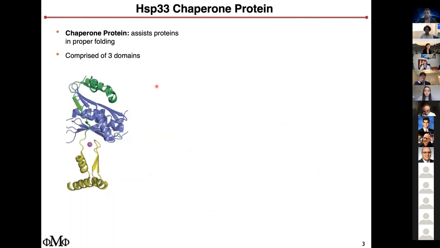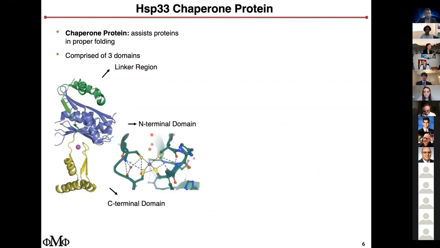Now I'm going to be going into the particular zinc finger domain that I'm studying within the protein that I'm looking at, which is HSP33. It is a chaperone protein that assists proteins in proper folding. HSP33 is comprised of 3 specific domains: the linker region, the N-terminal domain, and lastly the C-terminal domain that contains our zinc finger active site. This zinc finger active site contains a zinc atom bound to 4 conserved cysteine residues.